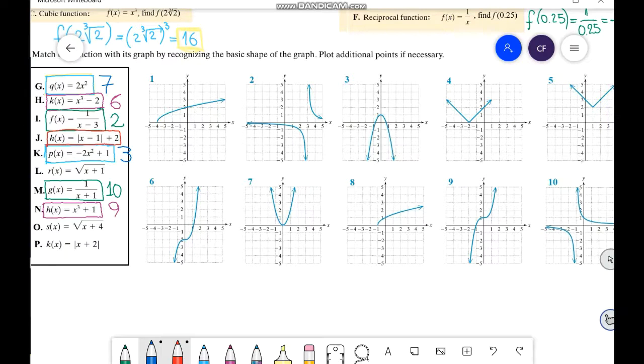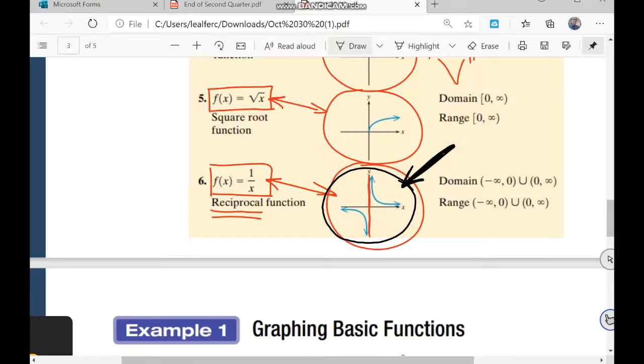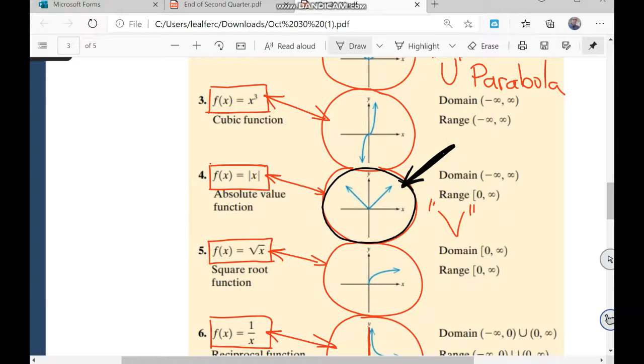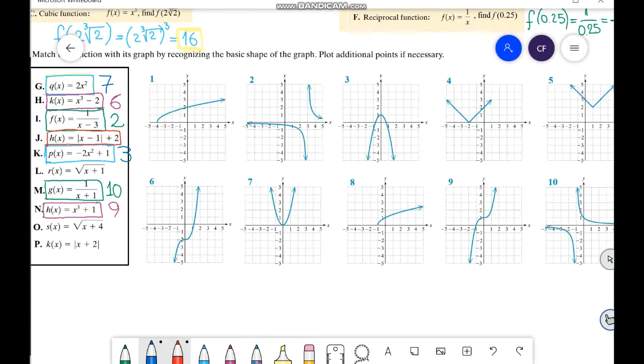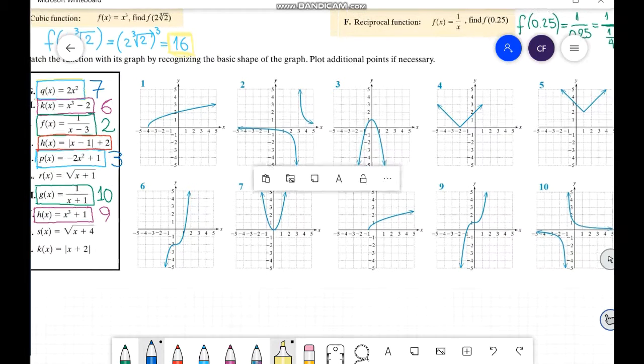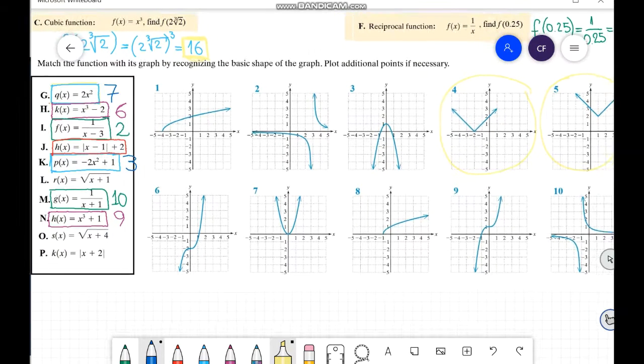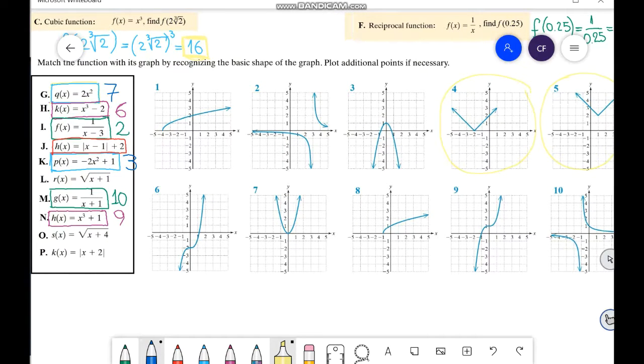This is going to be absolute value function. Check here out. Check the basic shape. It is the V shape. Let's find some V shapes on the quiz. And we have V shapes on number 4 and number 5. They're both V shapes. What do you think? Which one do you think is going to be the right choice for letter J? So letter J, we're working on letter J now. Number 4 or number 5?